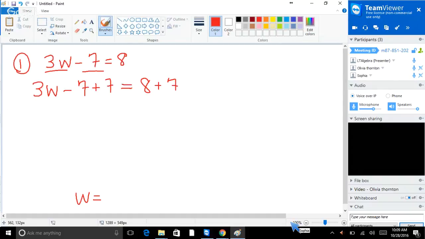Okay, so I have 3w minus 7 plus 7. That just leaves me with 3w. And 8 plus 7 is 15. Okay, so now my original equation had two things that were happening to w, right? Now I just have 3 times w equals 15. And you girls might know what this is just by looking at it, right? But algebraically, how do I get rid of 3 multiplied by w?